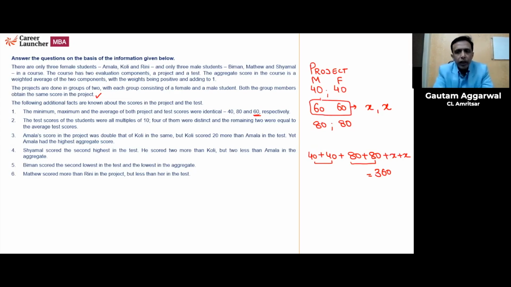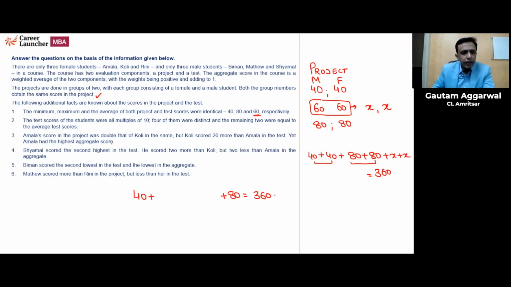In the project, the available scores have to be 2 of them scoring 40, 2 of them scoring 60, and 2 of them scoring 80. The test also had something like that. A minimum of 40, an average of 60, with the maximum of 80. That means the total for the 6 people has to be 360.